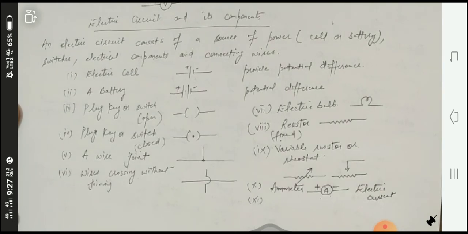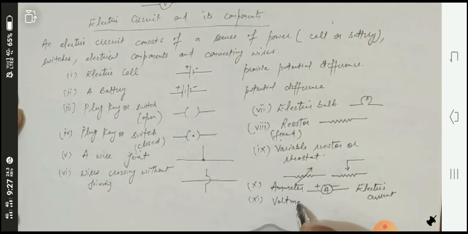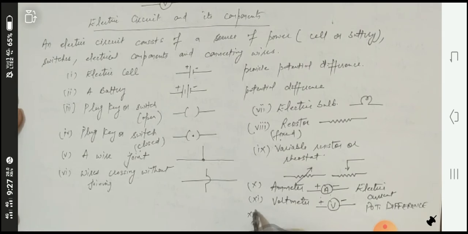Next one is voltmeter, denoted by symbol V, which measures the potential difference. Which measures potential difference. Right?